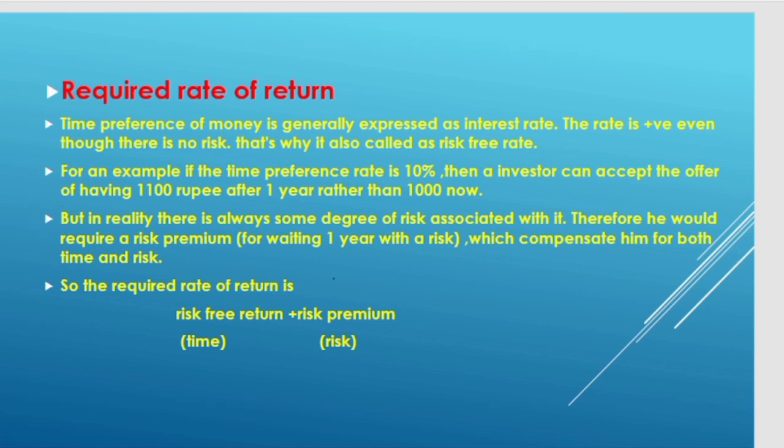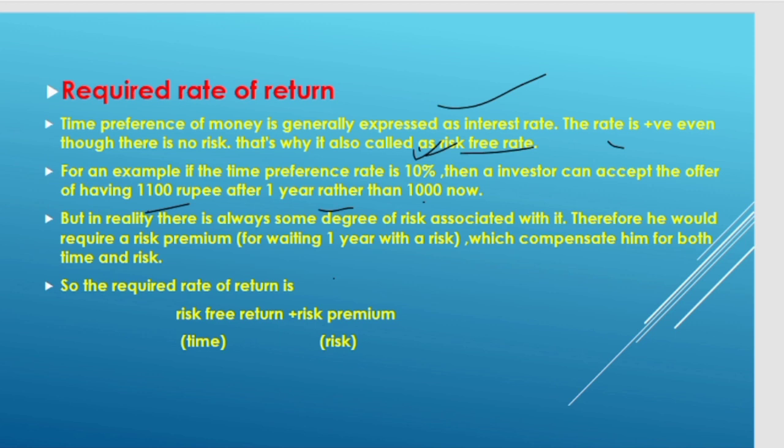Now, what is the required rate of return? In the required rate of return, the time preference of money is generally expressed as an interest rate. The interest is positive even though there is no risk. All of you know that there is always a risk associated with return, but in this case we are considering that there is no risk but there is a positive return. That's why it's also called the risk-free return. For example, if the preference rate is 10%, then the investor can accept an offer of 1100 rupees after 1 year rather than 1000 now, because both are the same. After 1 year, the 1000 becomes 1100 because the preference rate of return is 10%.